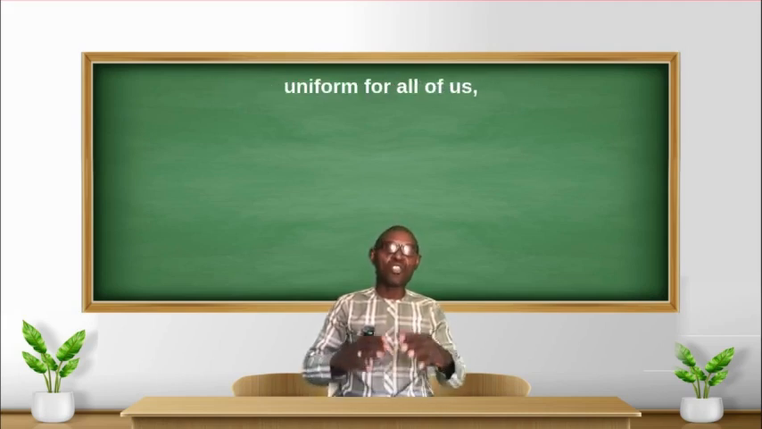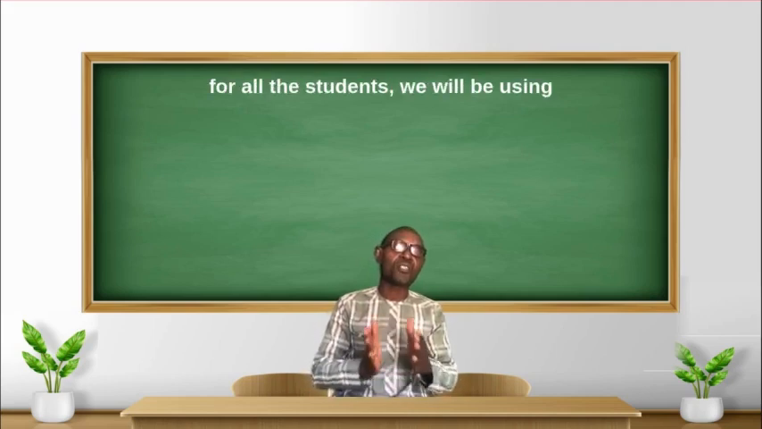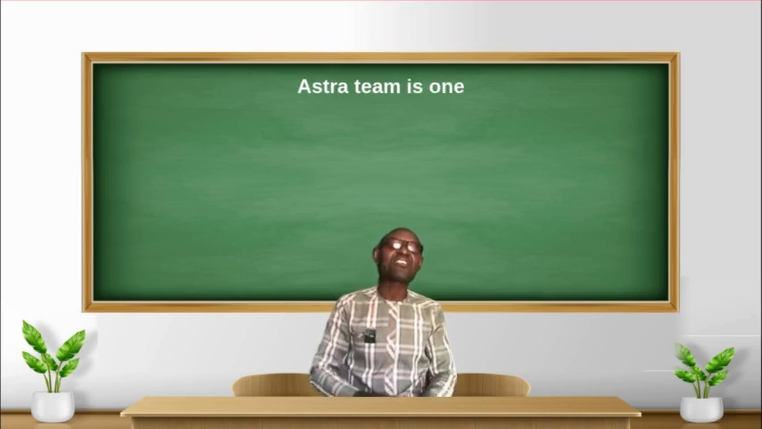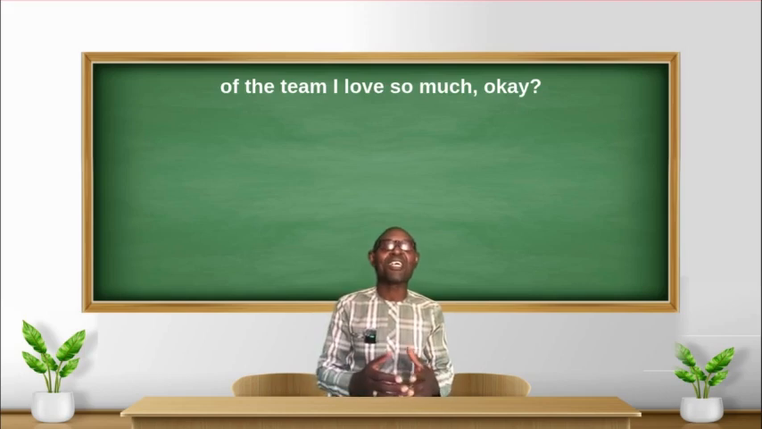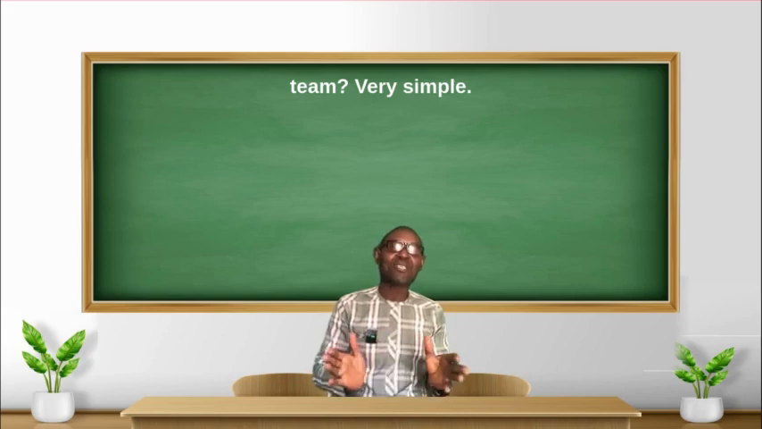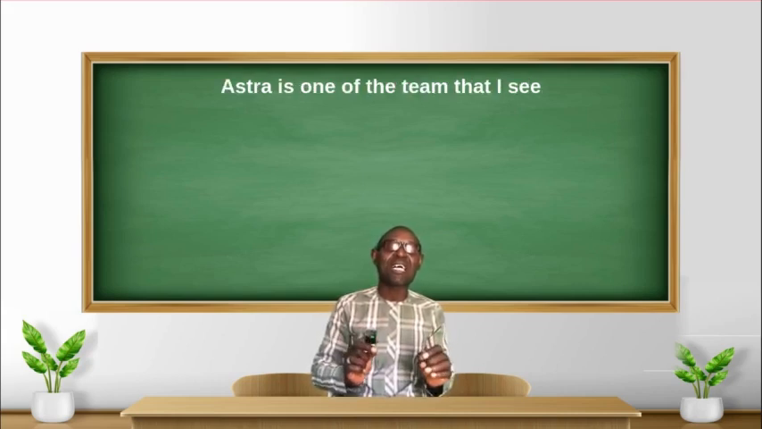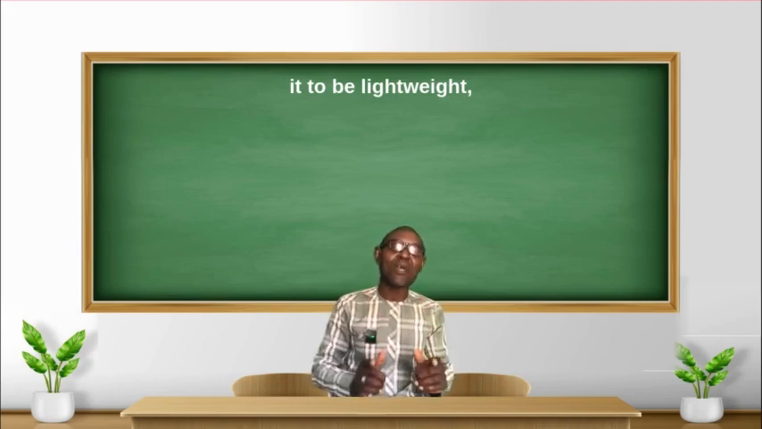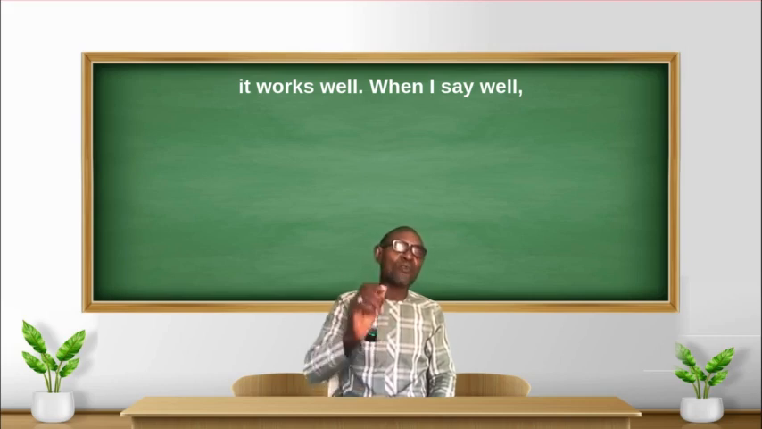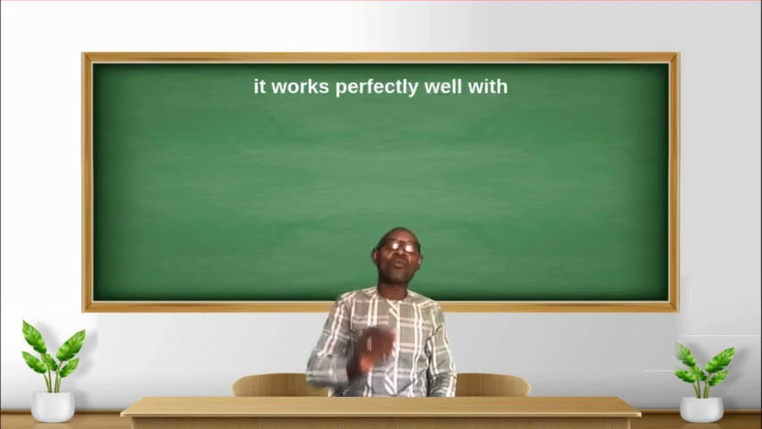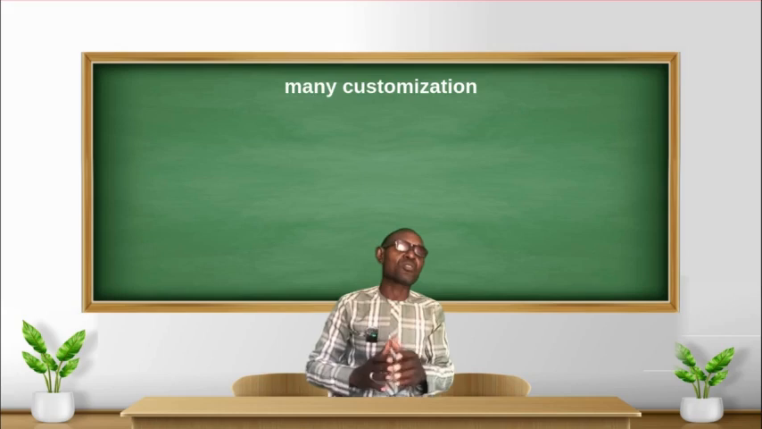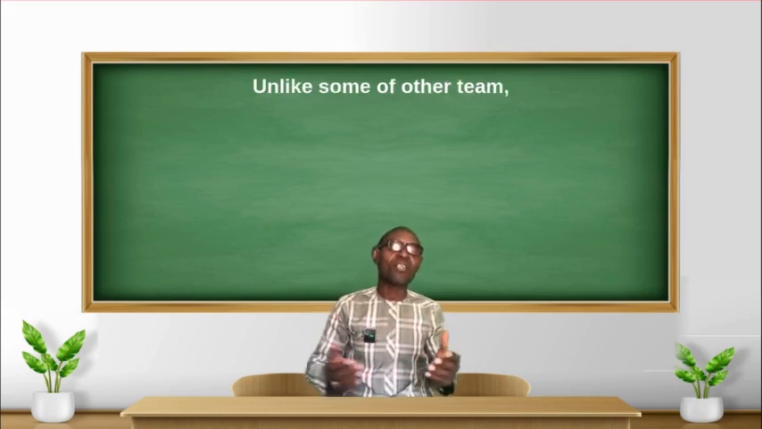Now, the theme we'll be using for this scholarship, to make things simple, straightforward, issue-free, and at the same time uniform for all the students, is the Astra theme. Astra is one of the themes I love so much. Why do I want us to use Astra? Very simple. Astra is lightweight, very light. It loads very fast. It works perfectly well with Elementor. It is mobile friendly and it gives many customization options, unlike some other themes.